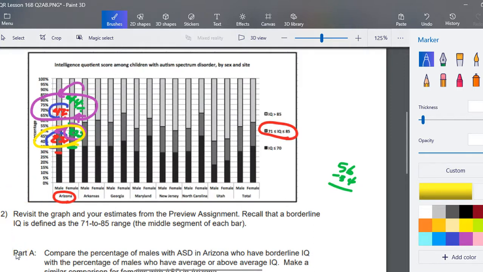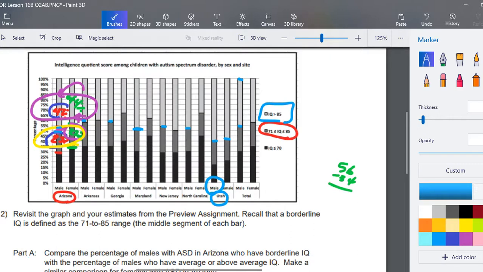So now looking at question 2, Part B, find the state or states with the largest percentage of males with ASD who have average or above average IQ. So looking for a different color here. So looking for over 85. And so I'm looking for, wait, it said males. So here's males. So we're looking for the longest bar. Oh, sorry, that was female. The lowest bar, the one to go down the furthest. And that one's a bit messy. Looks like, here's our winner.